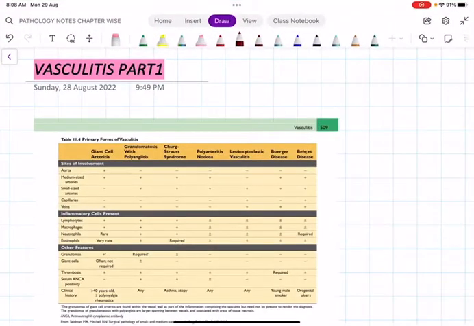Hello everyone, welcome to a very interesting session in blood vessel pathology. Today we are going to discuss vasculitis. What do you mean by vasculitis? Inflammation of the blood vessel.